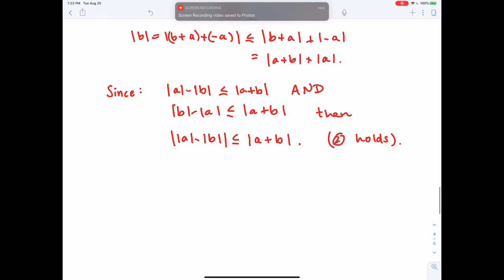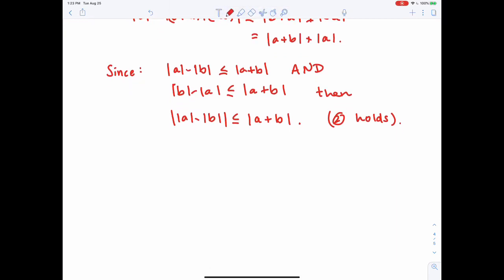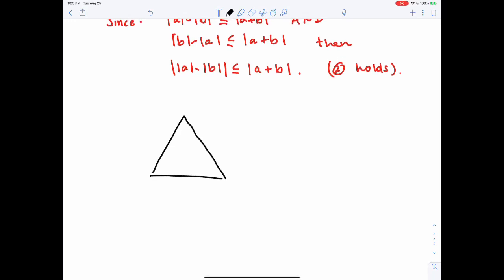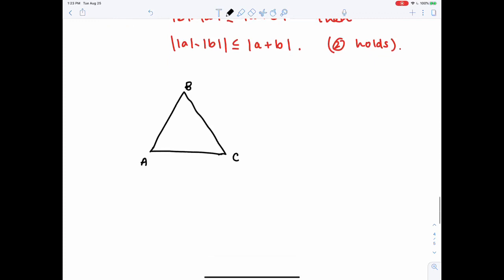You might be wondering why this is called the triangle inequality. I don't see any triangles here. Let's actually try to see if we can figure out how this is the triangle inequality. So imagine I have a triangle and I'm going to label its vertices A, B, and C. Think of this as I'm at A and I'm going to measure the distance to C. Now, the fastest way to do that would be to walk along this bottom edge.